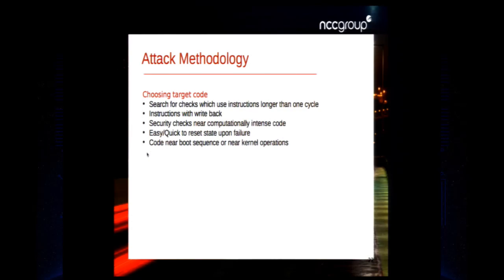So when you're choosing target code, you want to choose instructions that are typically a branching type of instruction or a security check. If you target code that's nearby computationally intense code, you might be able to make use of power traces to indicate when you're nearby that code. And you want to make sure to target code that can be easily reached or reset when it fails. And it's much better to target code that's not on top of an operating system of any sort. If you can reduce the noise between any signals you're trying to read, that's much better.